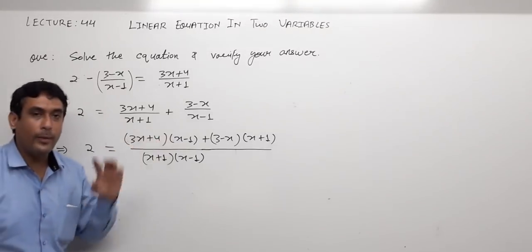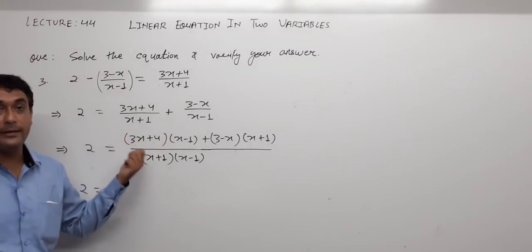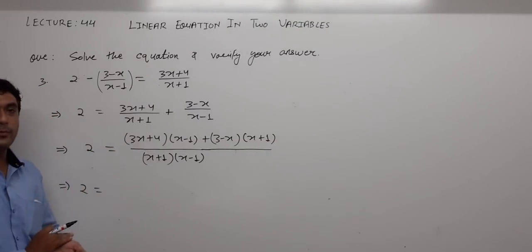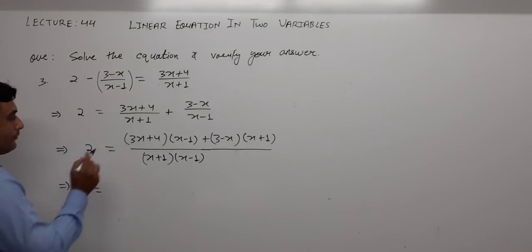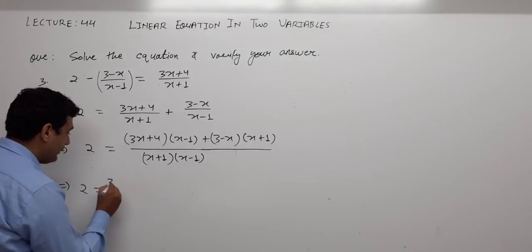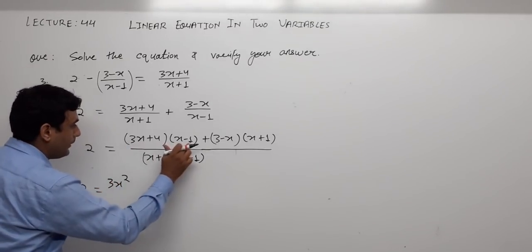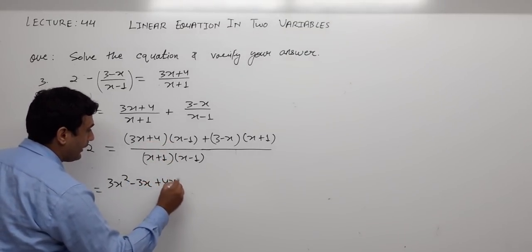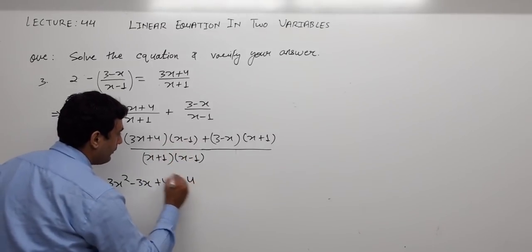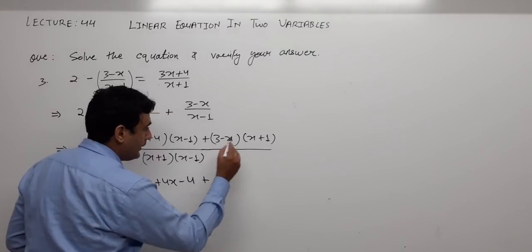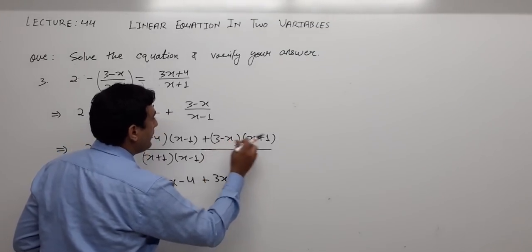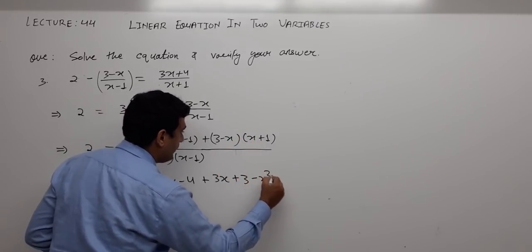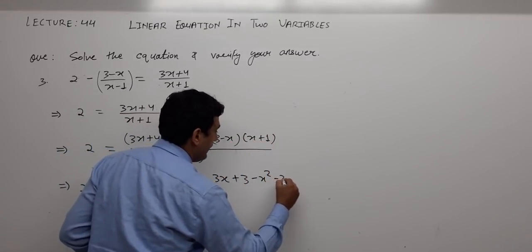This is actually binomial to binomial multiplication that you must have learned in class 8 in the chapter algebraic expression. Monomial to monomial, monomial to binomial, then binomial to binomial. So 3x multiplied by x, that is 3x squared. 3x multiplied by minus 1, that is minus 3x. 4 multiplied by x, that is 4x. 4 multiplied by minus 1, that is minus 4. Then 3 multiplied by x, that is 3x. 3 multiplied by 1, that is 3. Minus x multiplied by x, that is minus x squared. Minus x multiplied by 1, that is minus x.